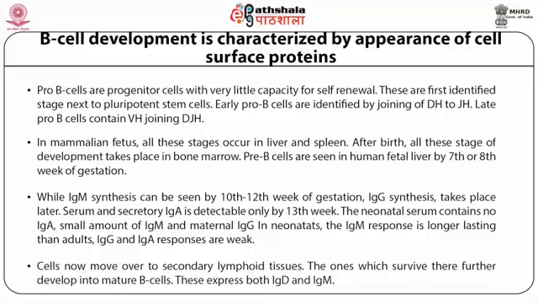Cells now move over to secondary lymphoid tissues. The ones which survive there further develop into B cells. These various stages of development of B cells in the bone marrow are nurtured by stromal cells and various cytokines and growth factors as already discussed.